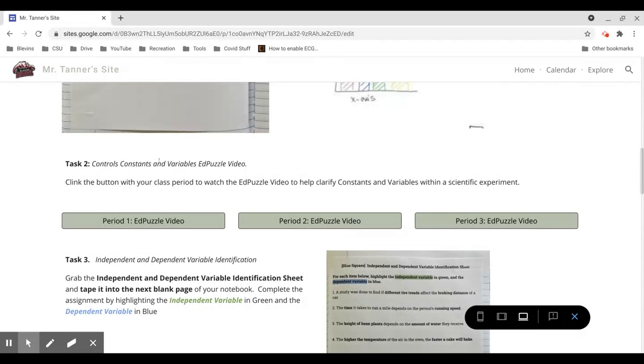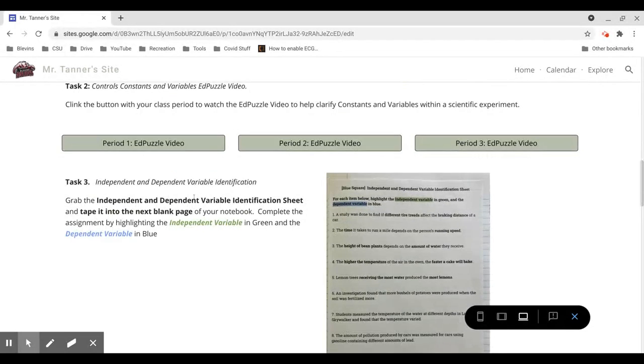Task number 2 is an Edpuzzle video talking about the parts of an experiment, including controls, constants, and variables. You need to click your period link to access that video. As you're watching it, make sure you answer each of the questions. After each question, a note will pop up explaining what the correct answer was.